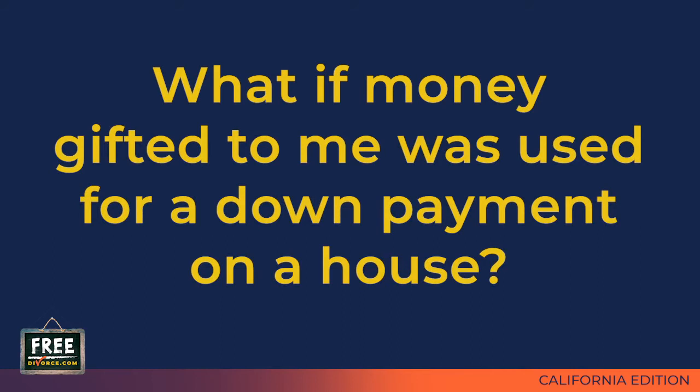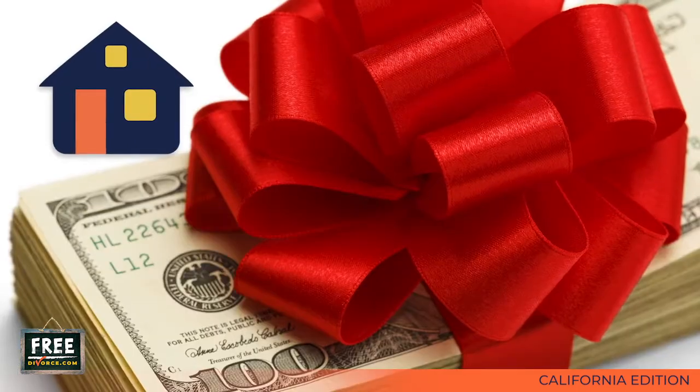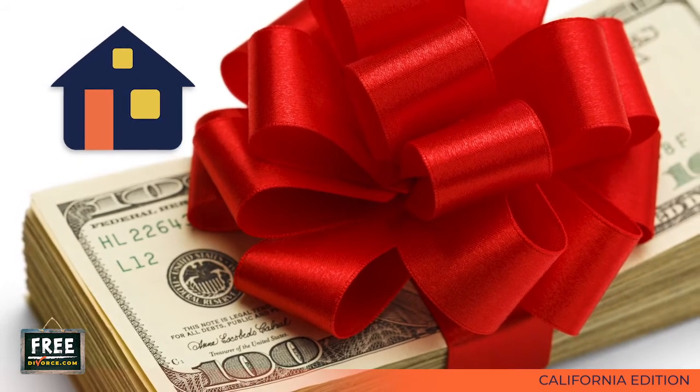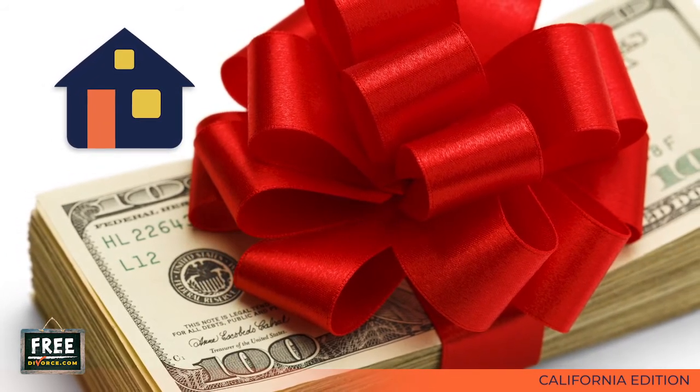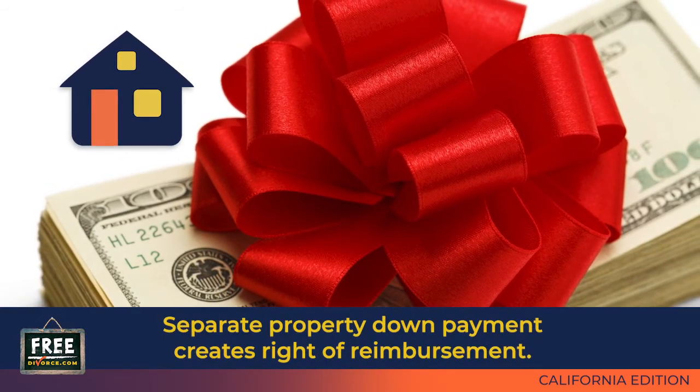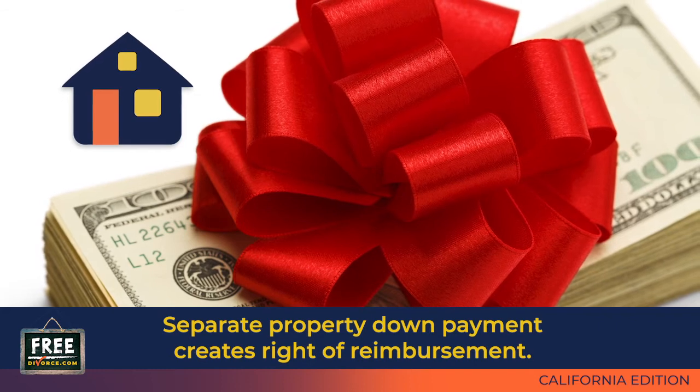What about a gift? What if my parents gifted me $50,000 during the marriage to use as a down payment on a house? Well, as I mentioned earlier, gifts are one of the 4 categories of separate property. So the $50,000 would be your separate property, and you would have a right to be reimbursed for the $50,000 upon the sale of the house.